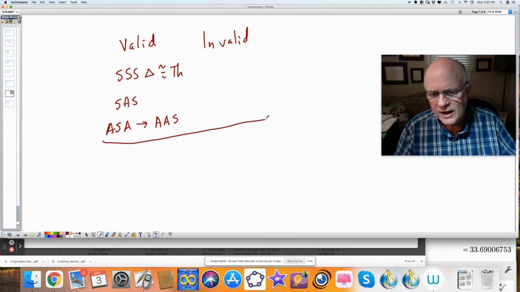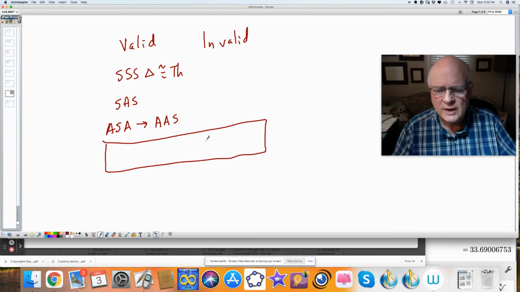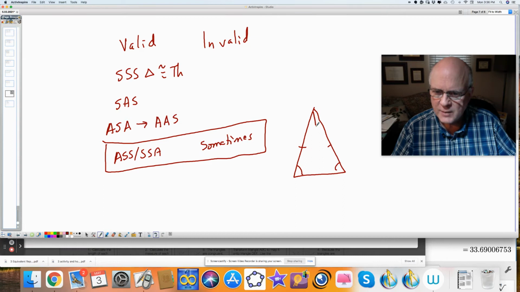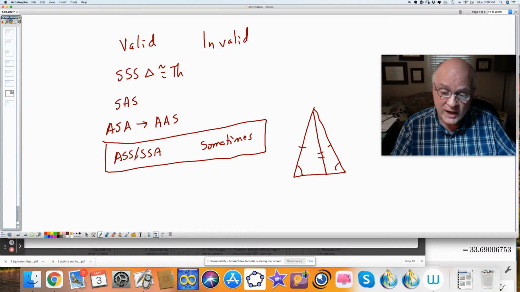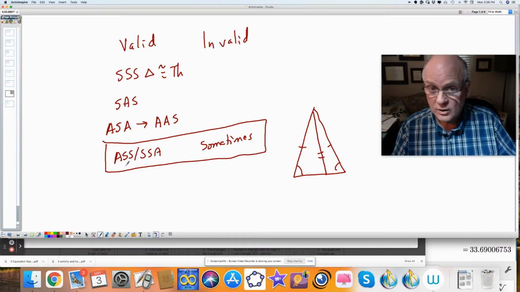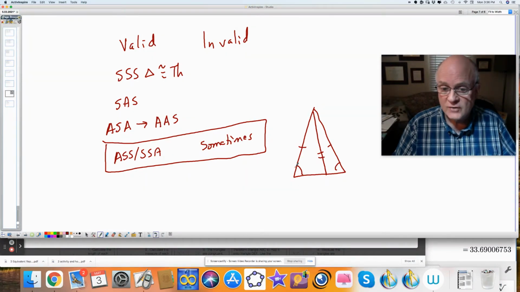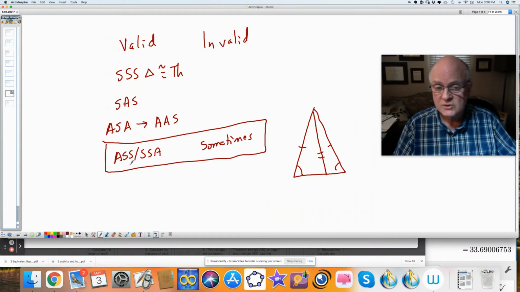There's one that is not valid, or it is valid only sometimes. And this would be the donkey theorem, the ASS or SSA theorem. You recall, if I have an isosceles triangle, the base angles are congruent. These two sides are congruent. Here we have angle, side, and I put in a third side. Are these two triangles congruent? No. It's valid if the angle is 90 degrees or more, or if the side that is opposite the angle is the longer of the two sides that are given. So this S is the longer of the two sides.